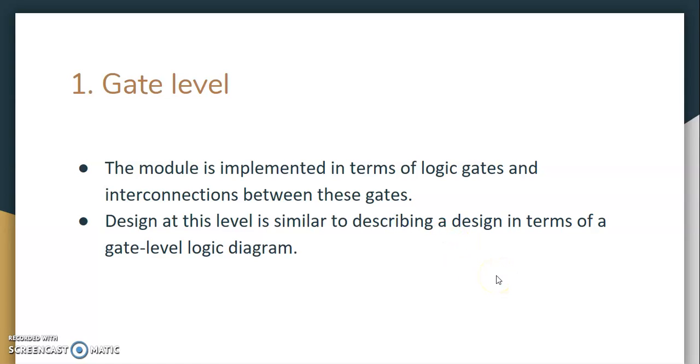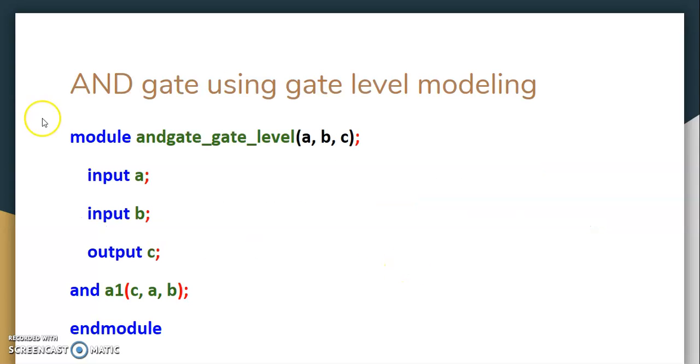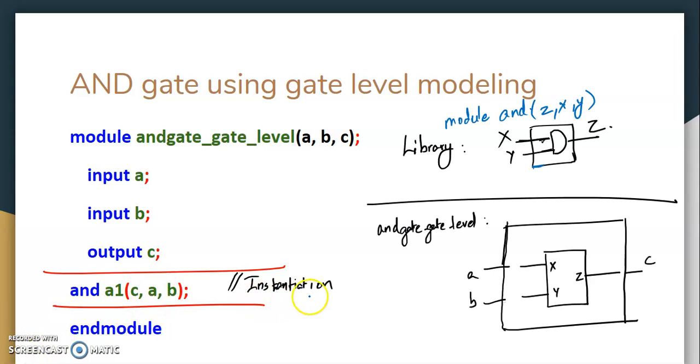This one takes a little time to understand, so listen carefully. Here, the implementation is in terms of logic gates and the connection between the gates. Take an example here. I have module AND gate level, with A, B, C. Inputs A and B are declared. Output C is declared. All these are the usual rudimentary formalities for the Verilog code. And then what you have here is a statement like this. This is referred to as the instantiation statement.